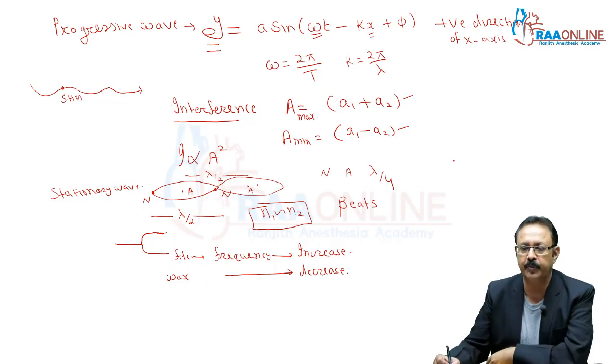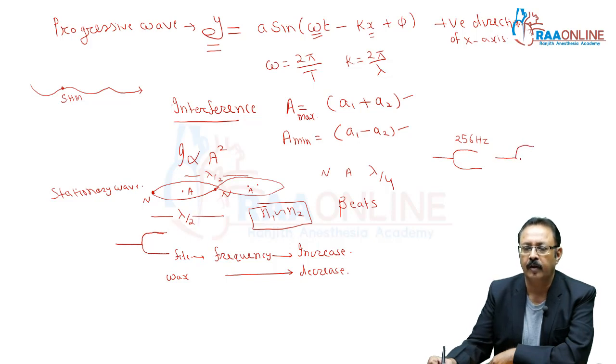Suppose I have one tuning fork whose frequency is known, 256 Hertz. I am sounding this tuning fork with another tuning fork of unknown frequency, and I am getting 4 beats per second. Now I put some wax on this known frequency tuning fork. Now I am getting 2 beats per second.